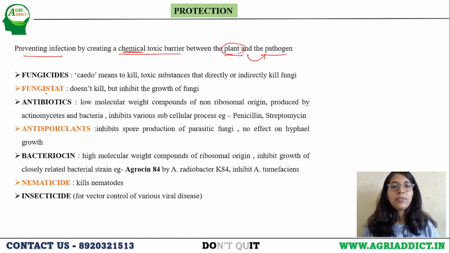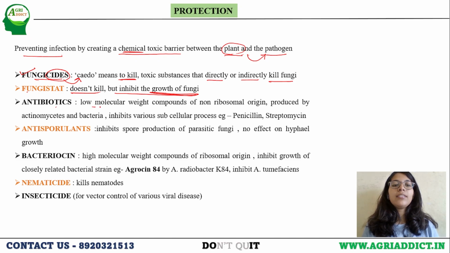There are various terms that are related to protection. First come fungicides. The word cide is derived from the word caedere, it means to kill. So fungicides are the chemicals that directly or indirectly kill fungi. Fungistat. Fungistat doesn't kill the fungi, but it only inhibits or restricts the growth of the fungi.